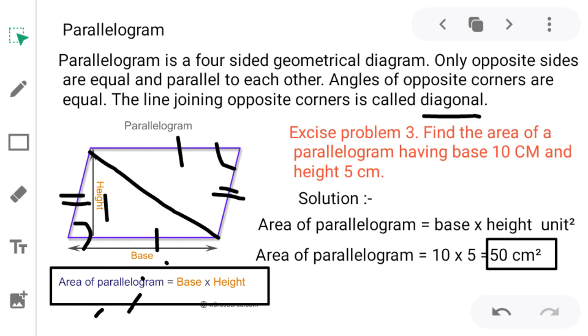Angles of opposite corners are equal. Angles of opposite sides are equal. The line joining opposite corners is called a diagonal. In the formula you can find it.